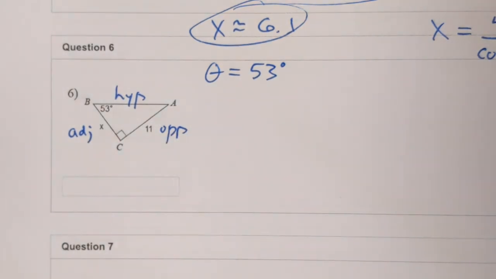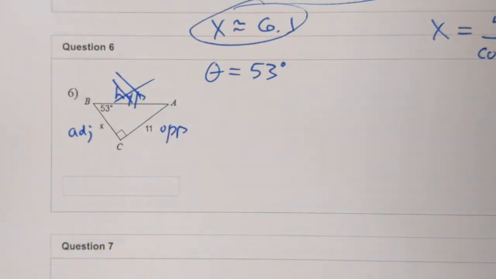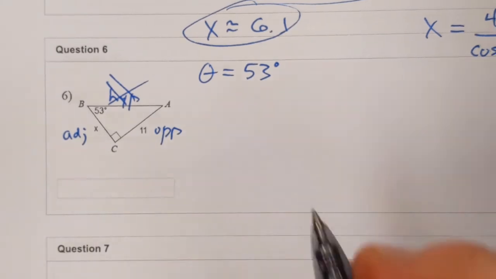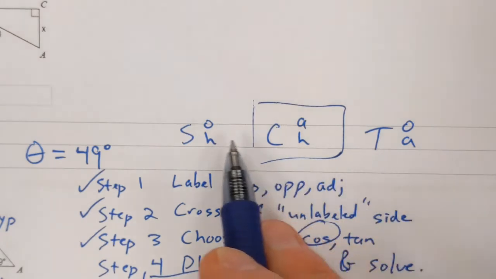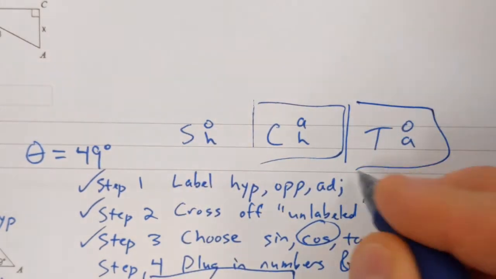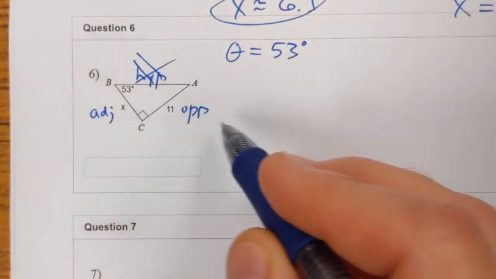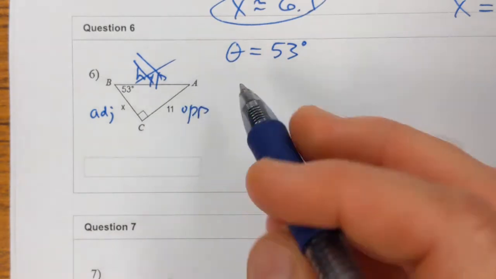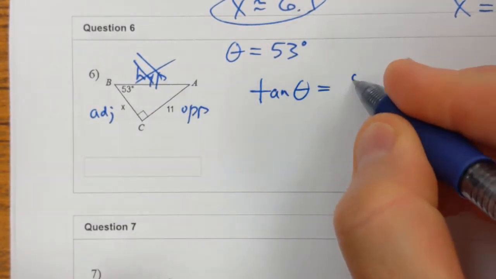All right, I'm going to cross off my unlabeled side. This hypotenuse is not labeled. It doesn't have an x, and it doesn't have a number. So I cross off the hypotenuse. I'm going to choose the correct one between sine, cosine, and tangent. So this one's going to be tangent because tangent is opposite over adjacent. And look, that's what I'm left with here. When I cross off the hypotenuse, I'm left with opposite over adjacent. So this is going to be a tangent problem.